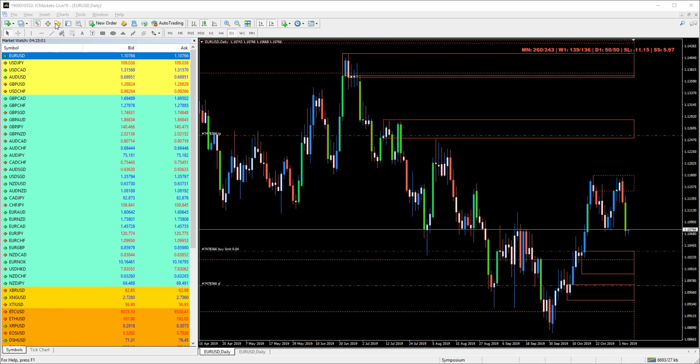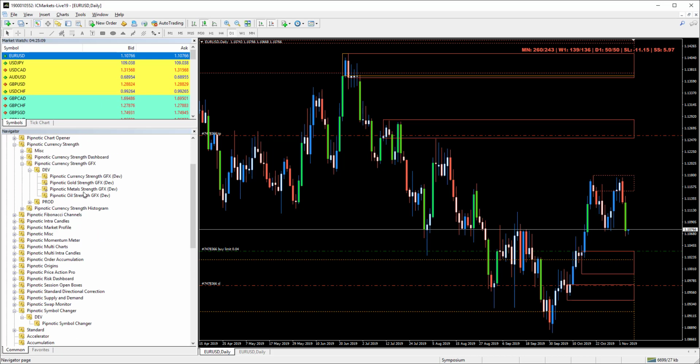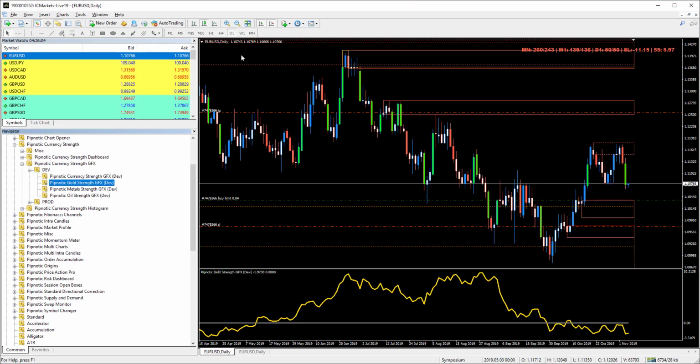There is also an update to the currency strength. I've added a new indicator called metals, which is charting gold. If I go like this and we put it on there, change the time frames, now you can see here this is an index of gold in relation to the euro, Australian dollar, and the American dollar.